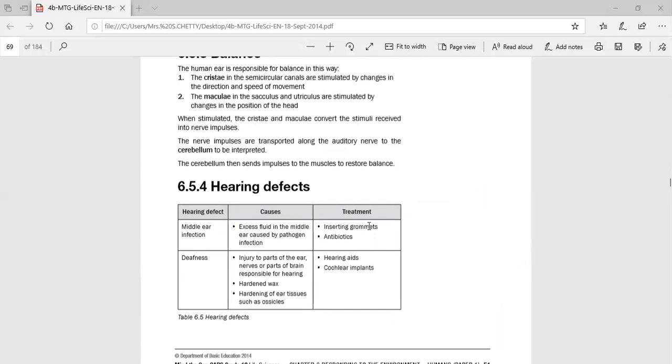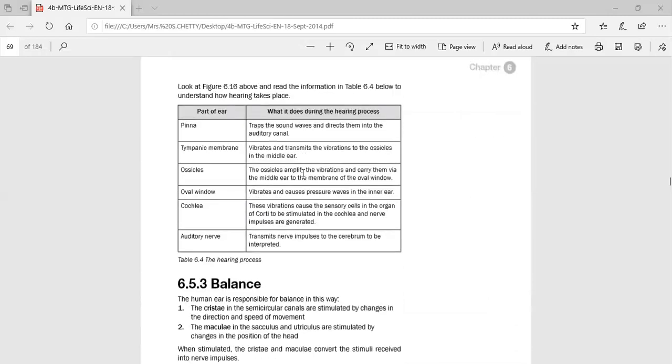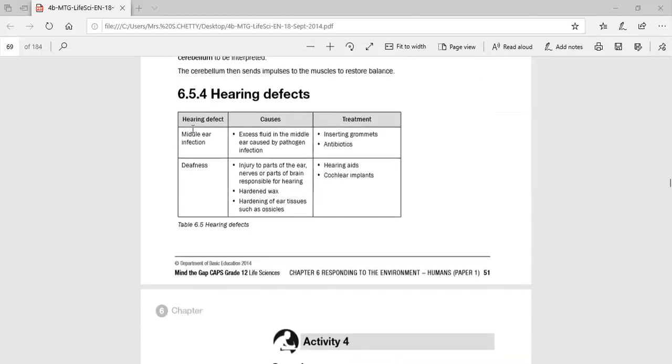they insert little button-like structures called grommets. A grommet is like a tiny button with a hole, which is inserted in your tympanic membrane. And the hole in the grommet will allow the fluid that accumulated here to leak out and come out of the ear, thus decreasing the pressure on the tympanic membrane. And the other hearing defect is deafness.